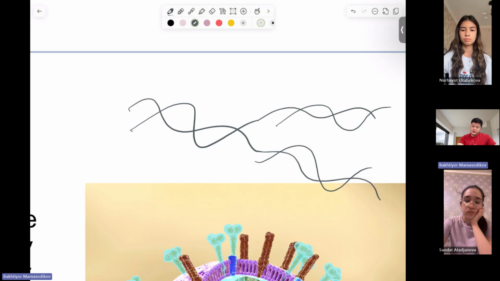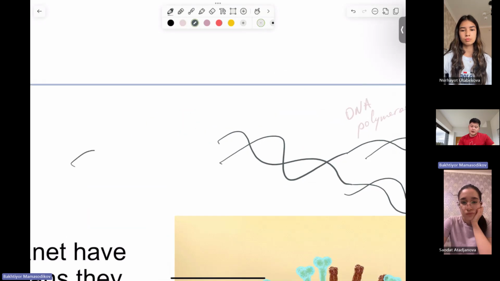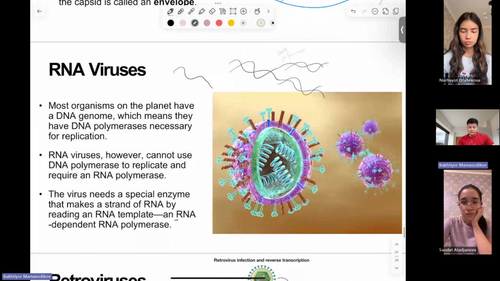DNA polymerase, right? But this enzyme doesn't work on RNA. Imagine if I have RNA, this enzyme is not working on RNA, and that's all RNA viruses have. So these viruses bring their own special enzyme with them. This enzyme is called RNA-dependent RNA polymerase.